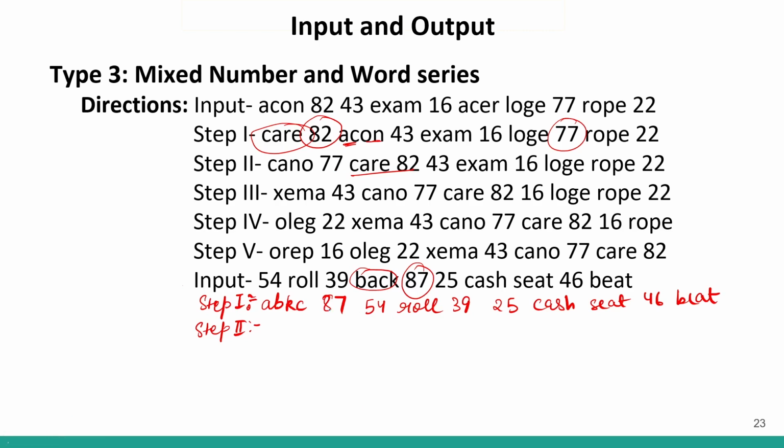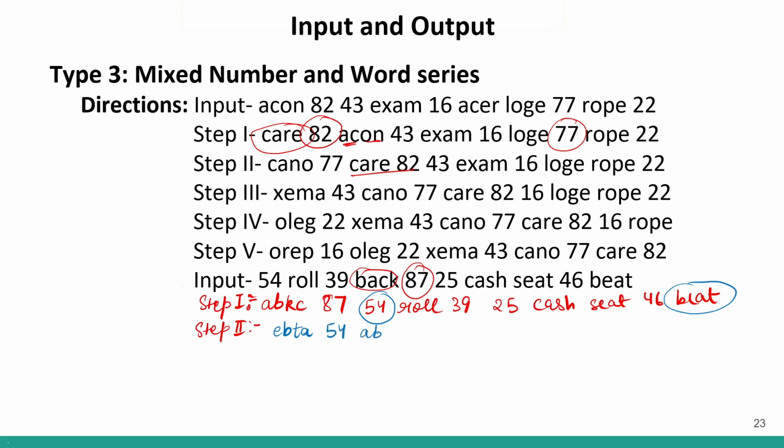So after this, in these letters, I can see the next smallest alphabetical letter to be BEAT and the biggest number to be 54. Correct? So I can arrange it like this. BE will exchange, so it will become EB. And AT will exchange, it will become TA. So I will get 54 over here.